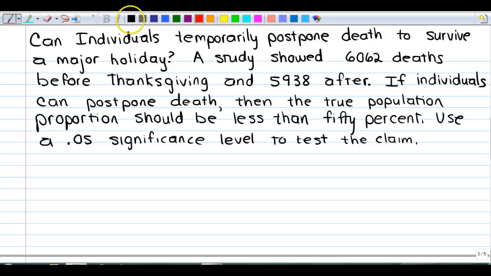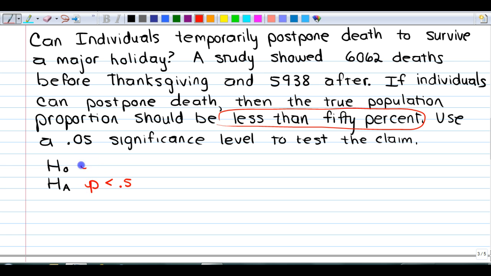Okay, what's our hypothesis? We've got a null hypothesis and an alternative hypothesis. My null hypothesis is not my claim. The claim says less than 50%. That does not include the equal sign, so my alternative is proportion less than 0.5. That means my null, the proportion is 0.5.